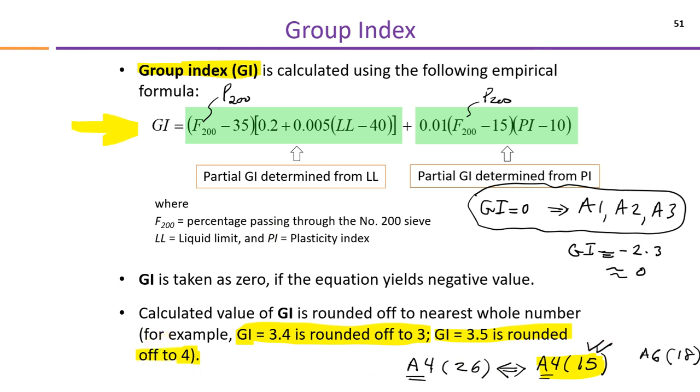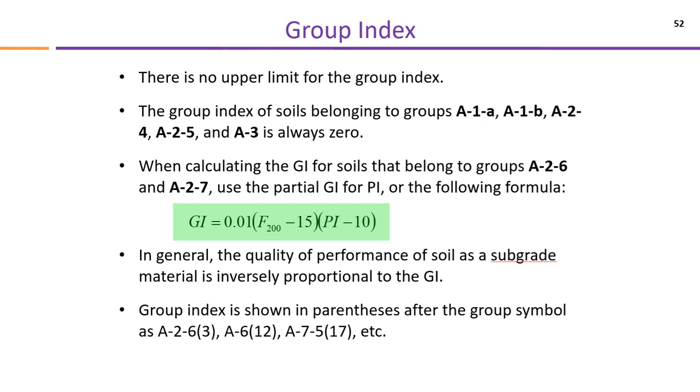One more thing is that there are two kinds of soils, A-2-6 and A-2-7. When we are dealing with A-2-6 and A-2-7, only in these two cases we are going to use the second part of the group index formula, the second part of the equation. So this was all about the background theory.